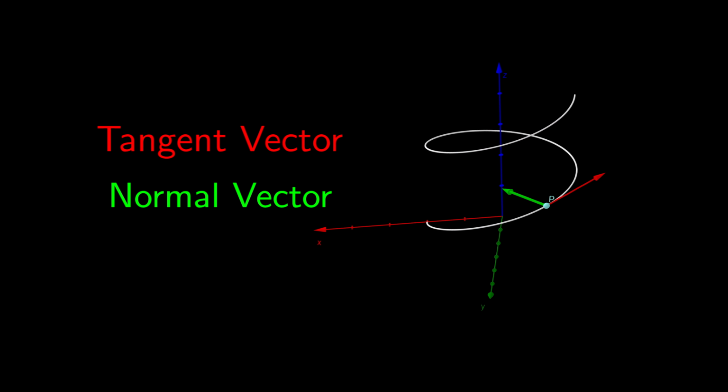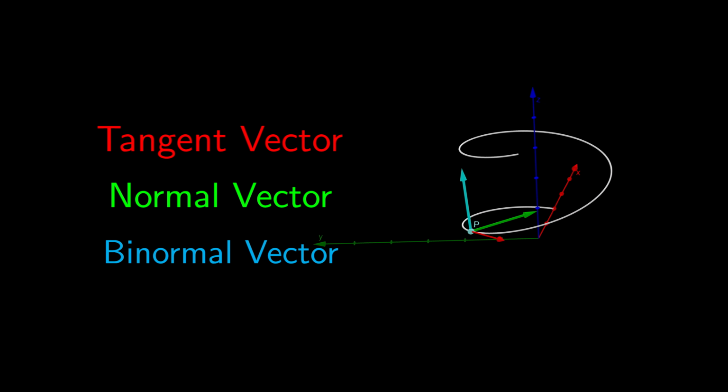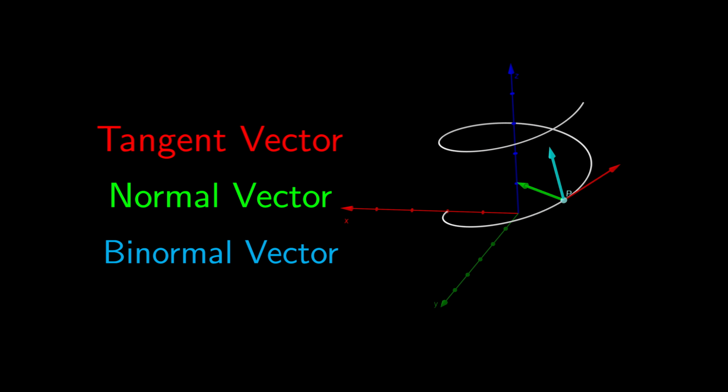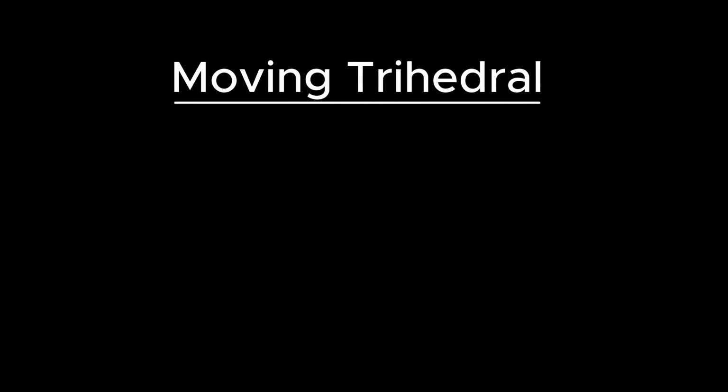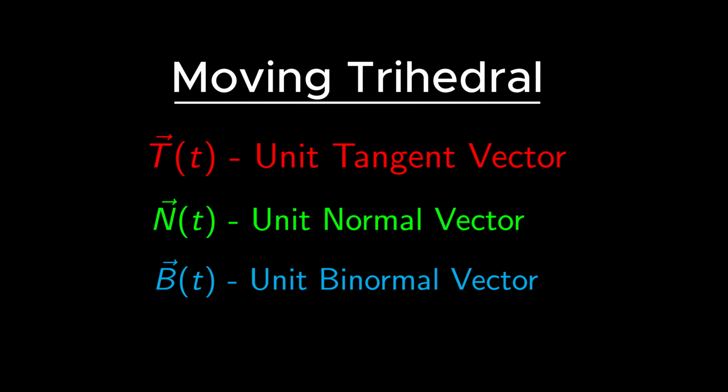And finally, we have the binormal vector. This represents the torsion or twisting of your current position. And its direction is the same as the cross product of the tangent vector and your normal vector. Now, these three vectors create a local coordinate system that travels with you. And if these vectors have magnitude equal to 1, then we have the unit tangent vector, the unit normal vector, and the unit binormal vector, also known as the moving trihedral.